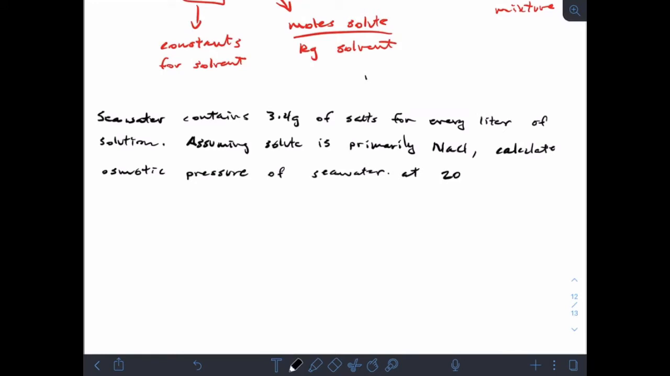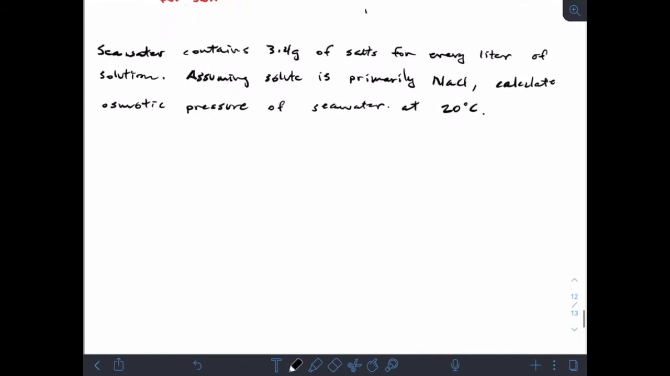At 20 degrees Celsius, sorry. Okay, so we have a couple of forms for our osmotic pressure equation, right? So we have pi equals nRT over V, which also equals molarity times RT, right?